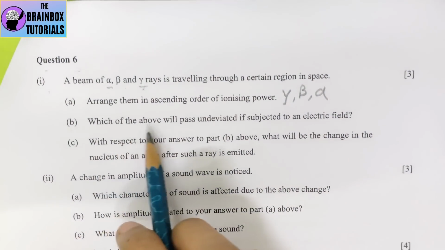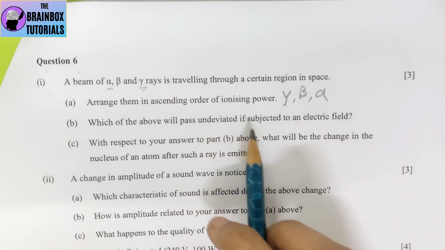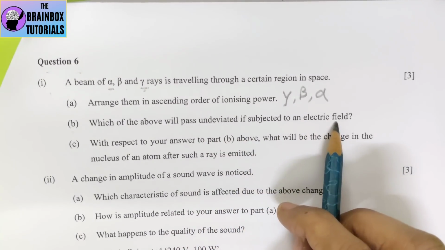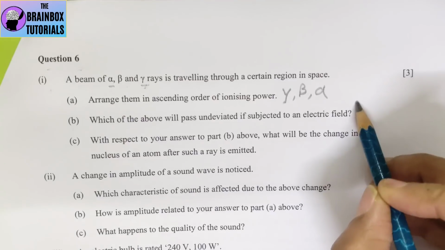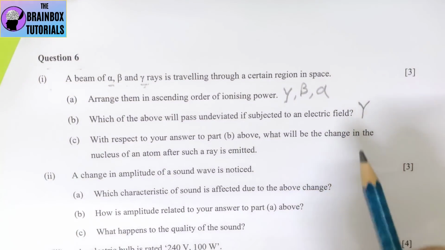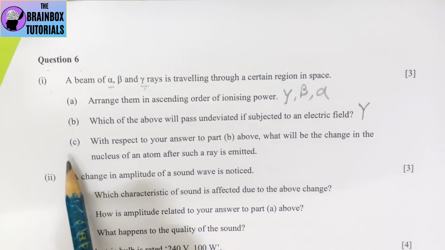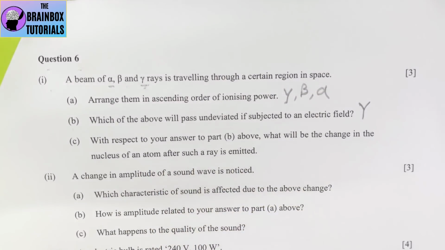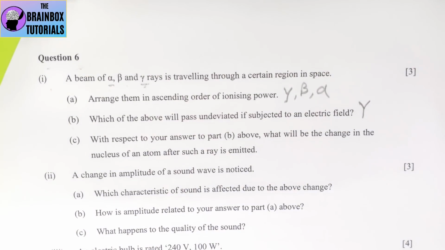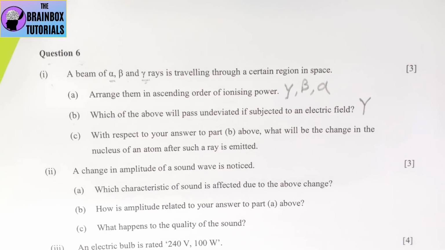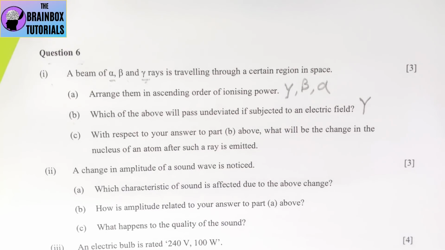Part B is which of the above will pass undeviated if subjected to an electrical field. So the gamma rays pass undeviated because they have no charge. Number C, with respect to your answer to part B above, what will be the change in the nucleus of an atom after such a ray is emitted? So the nucleus of the atom has no change in the mass number and atomic number during gamma emission. So the gamma rays take no mass and no electrical charge from the nucleus.